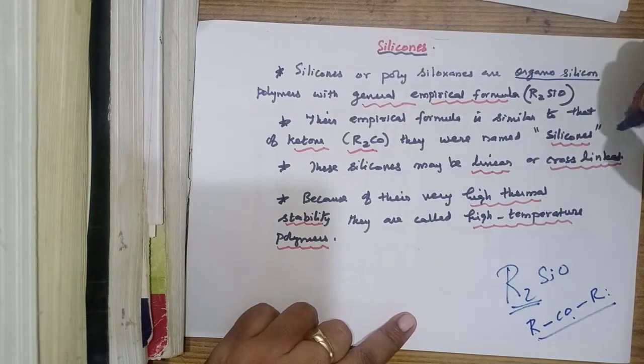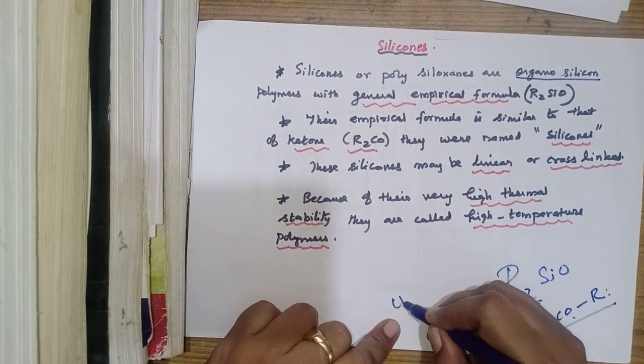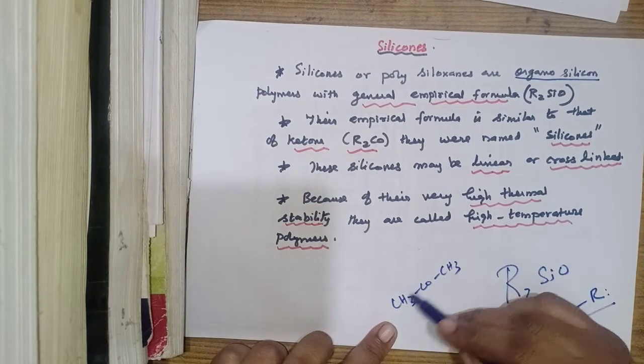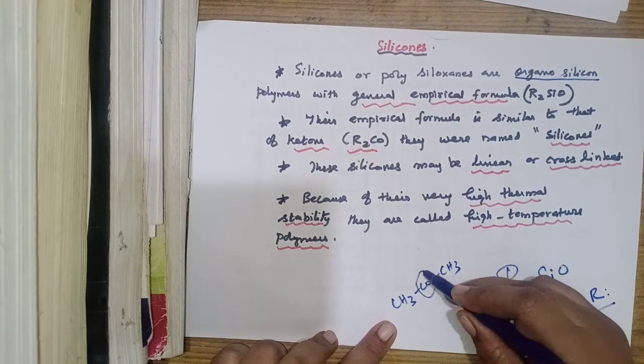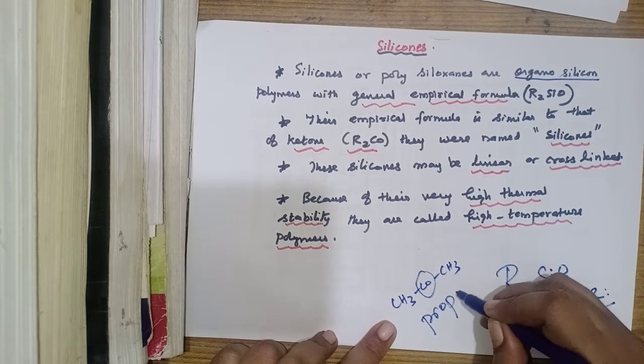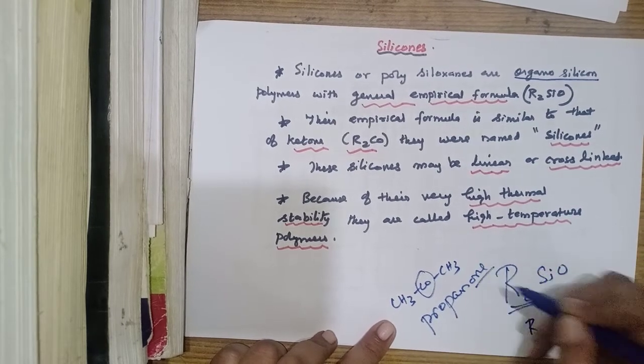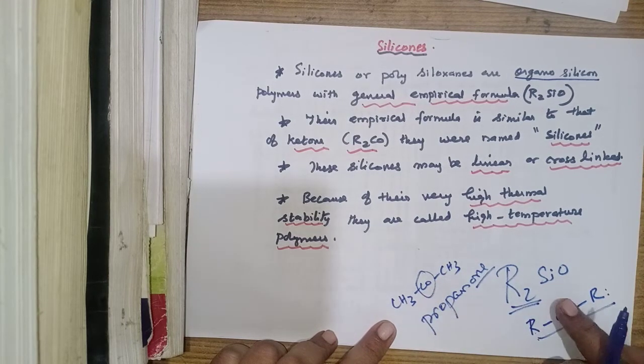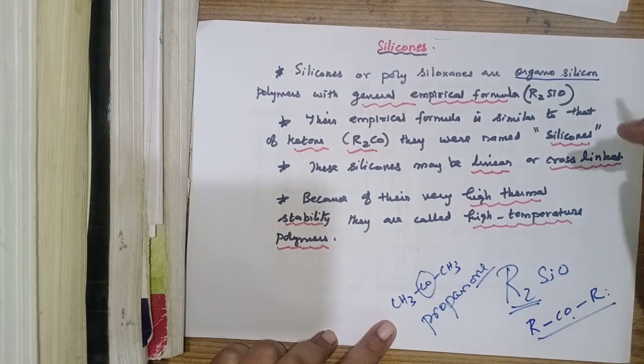They are named silicones. For ketones we use the ending 'one', hence silicones. For example, CH3COCH3, the number of carbons is 3. This is a ketone group. How do you name it? Propanone. Instead of carbon, you take Si, so that you name it silicone.